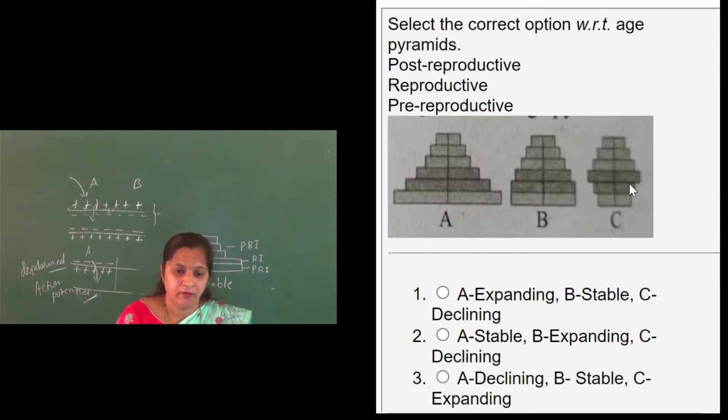And when it comes to C, it is urn-shaped. Here the reproductive age individuals are more in number when compared to the pre-reproductive age group people and the post-reproductive age group people.